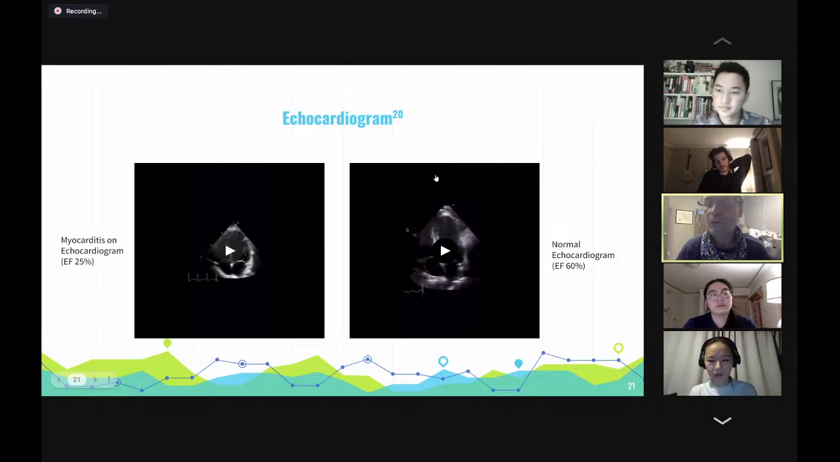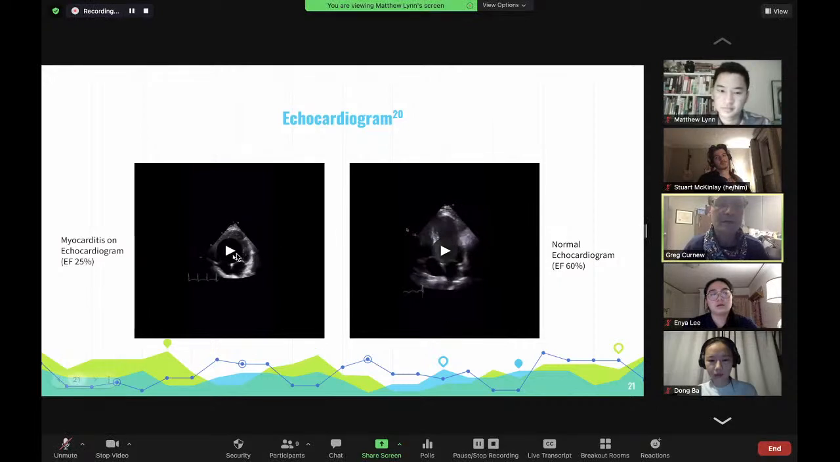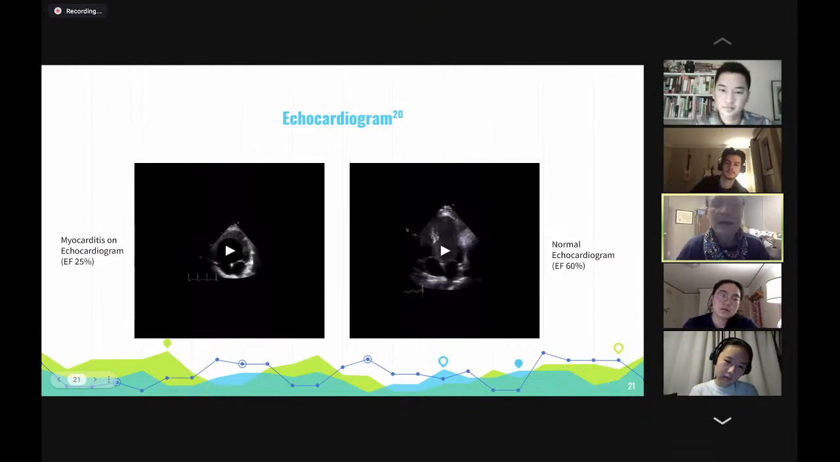So you have a normal one on this far right. On the left, if you see that heart pumping again, you can see the whole heart is just weakened. It's just not contracting very well because there's inflammation going on in the heart. The heart's weakened, and the heart is pumping less than half strength. And so, first of all, many of the cases of myocarditis are self-limiting.